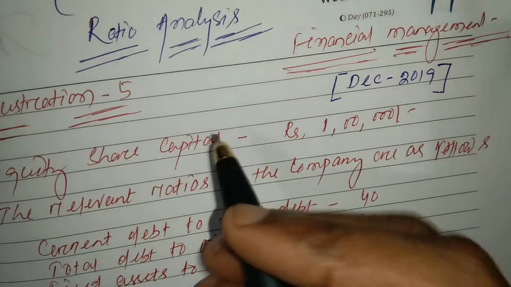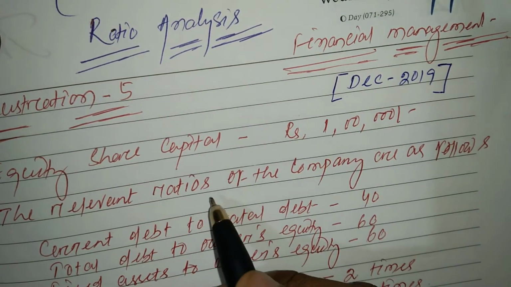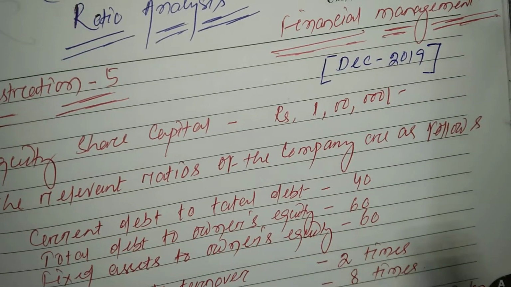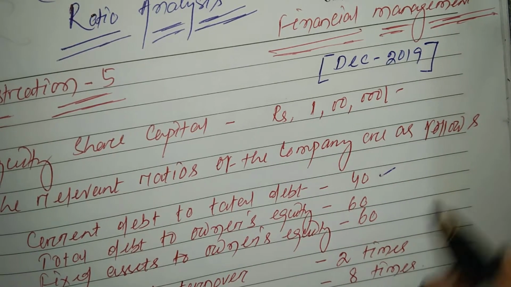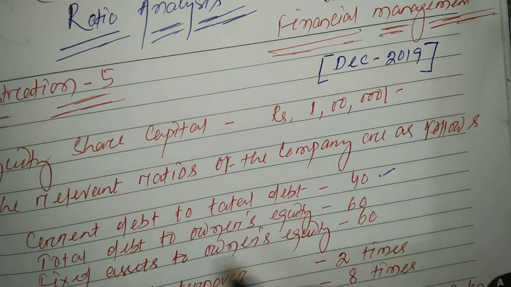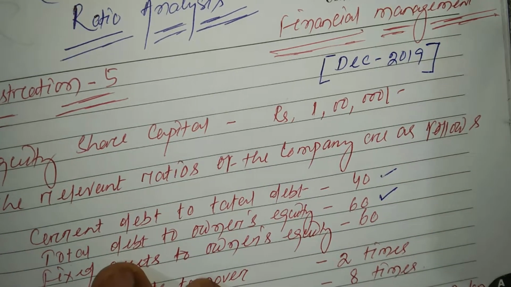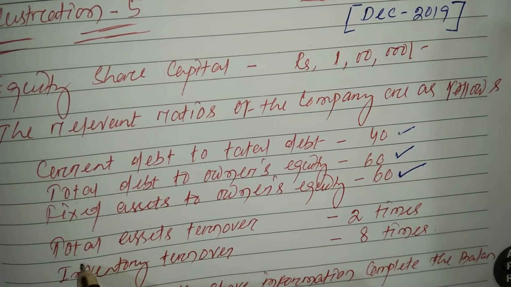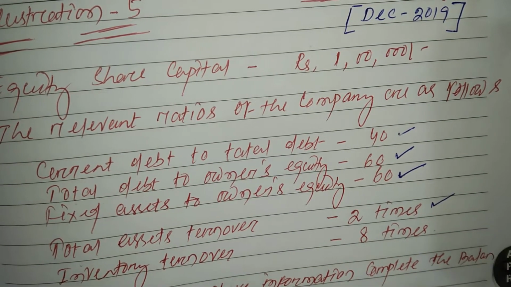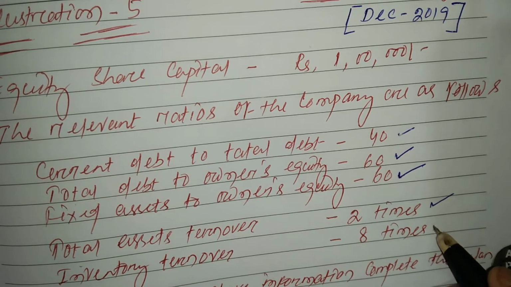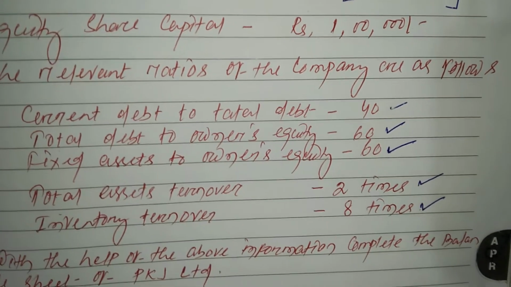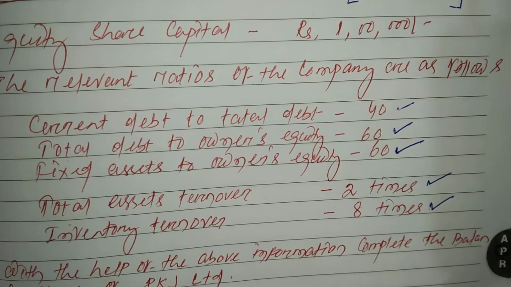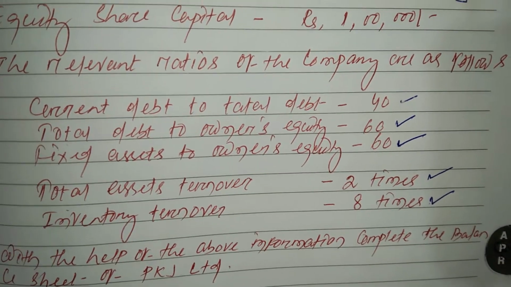So equity share capital 1 lakh. The relevant ratios of the company are as follows: current debt to total debt 40, then total debt to owner's equity 60, fixed asset to owner's equity 60, then total asset turnover 2 times, inventory turnover 8 times. With the help of the above information, complete the balance sheet of PKJ Limited.